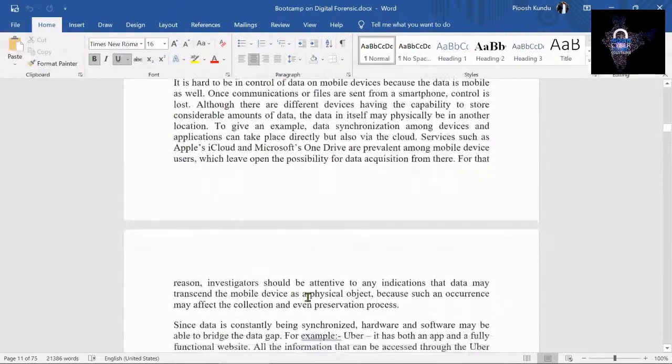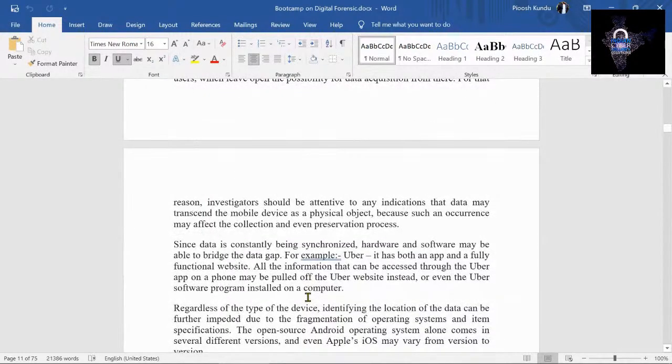For that reason, the investigator should be attentive to any indication that data may have been transferred from the mobile devices as physical objects, because such an occurrence may affect the collection and even the preservation of the process.